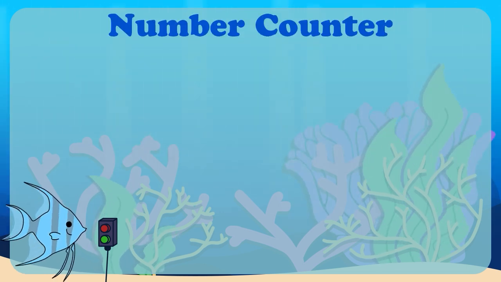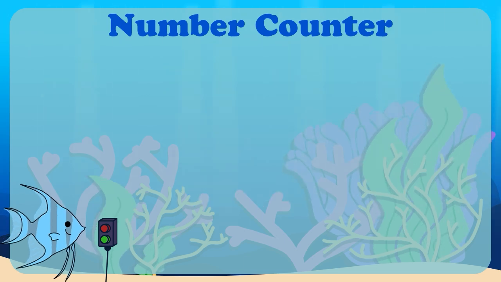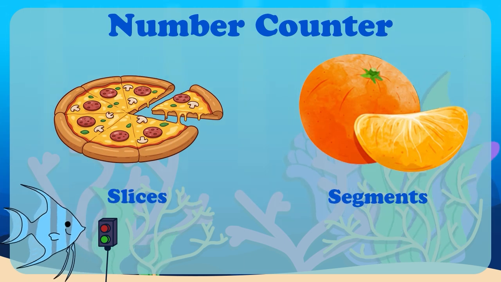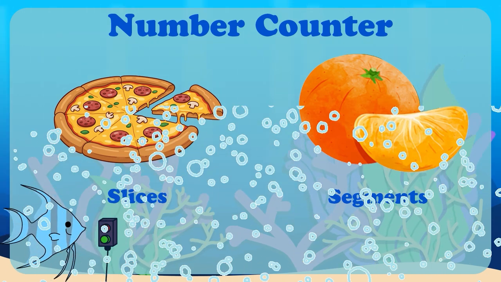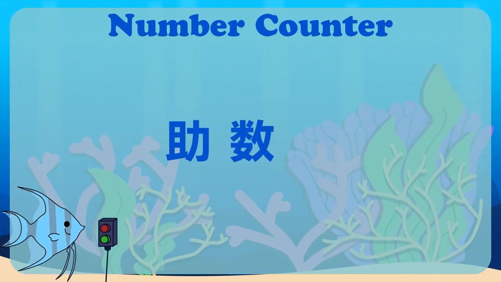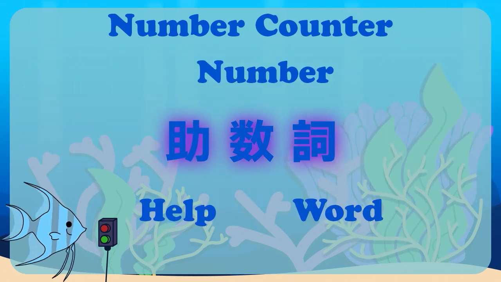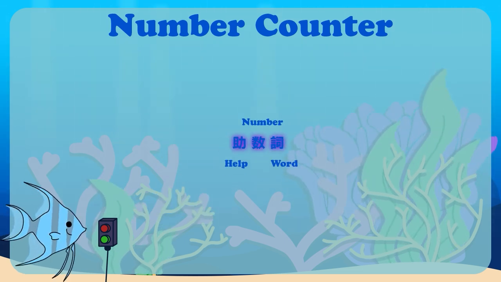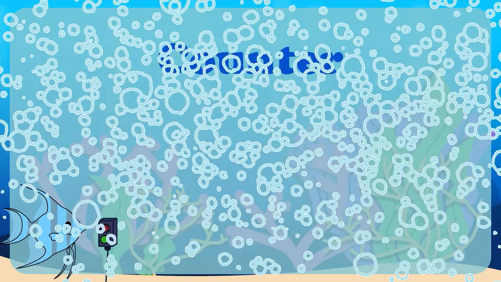In English, we occasionally add a word to specify what the word is referring to, like 3 segments of orange or 3 slices of pizza. Segments and slices in these cases in Japanese is known as じょすうし. Jo meaning help, su meaning number, and shi meaning word. This is often translated as counters. In Japanese, these counters must be added when referring to an amount of something.